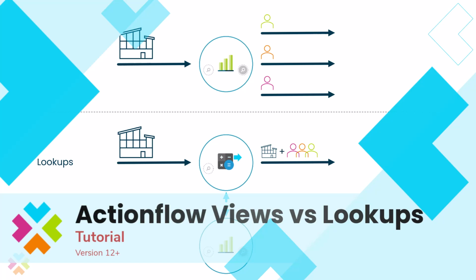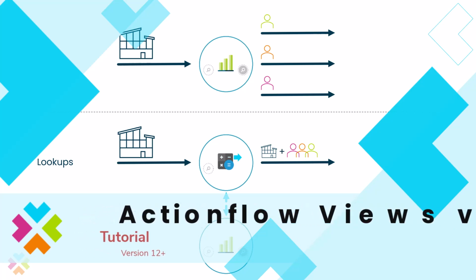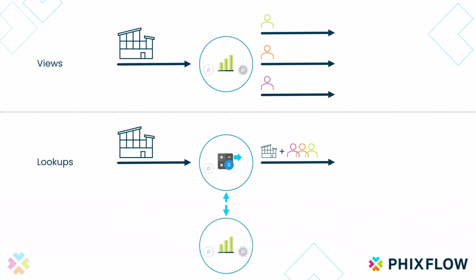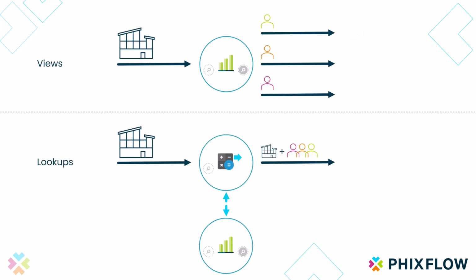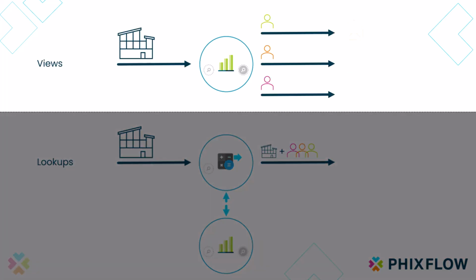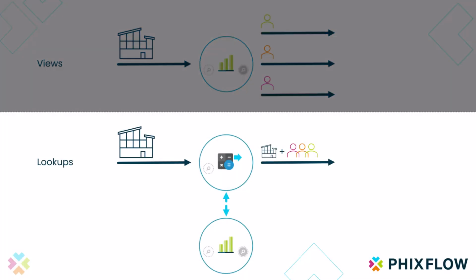Welcome to this video on when to use a view or a lookup in an action flow. Both views and lookups allow you to access data that might not be available from your action flow's input connection points. Both use the same view action node, but they return the data in different ways, with views returning a set of records and lookups returning a single record containing structured data.